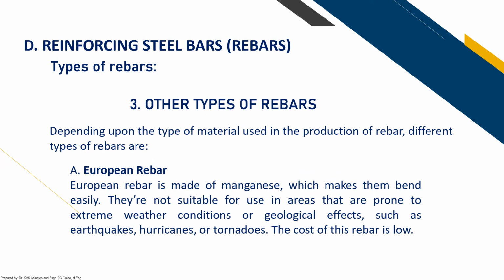Okay. So there are other types of rebars, depending upon the type of material used in the production of rebar. First is European rebar. European rebar is made of manganese, which makes them bend easily. So they're not suitable for use in areas that are prone to extreme weather conditions or geological effects such as earthquakes, hurricanes, or tornadoes. The cost of this rebar is low, of course, because its capacity is small.